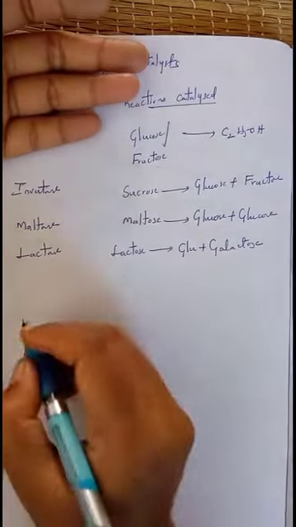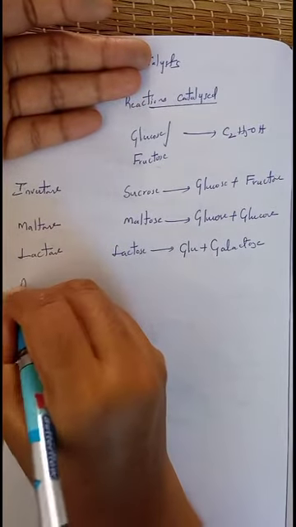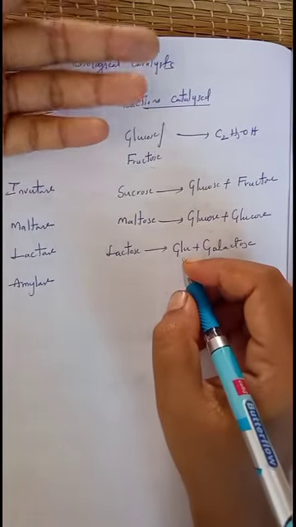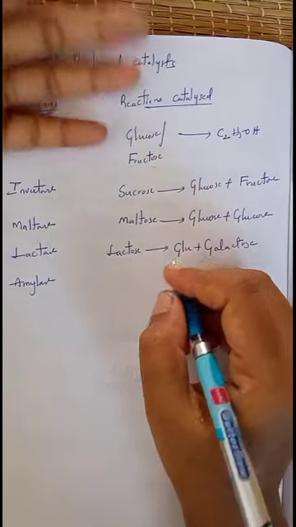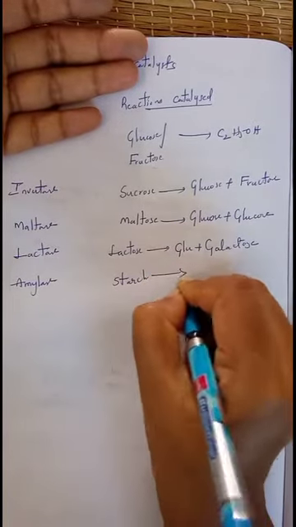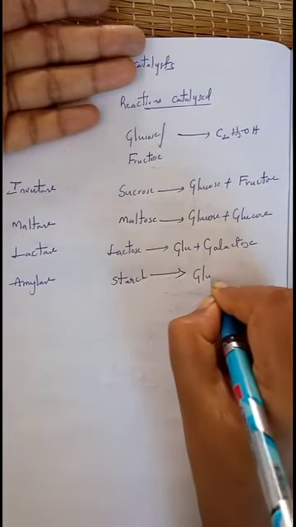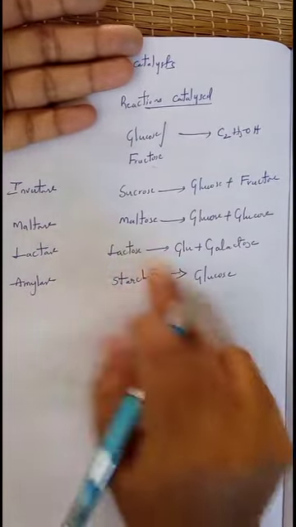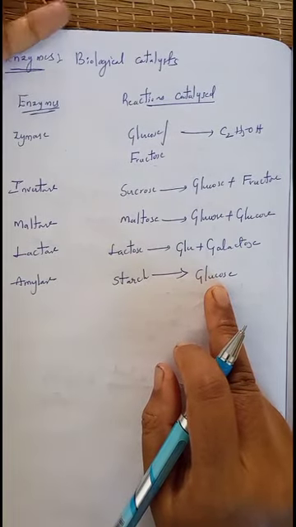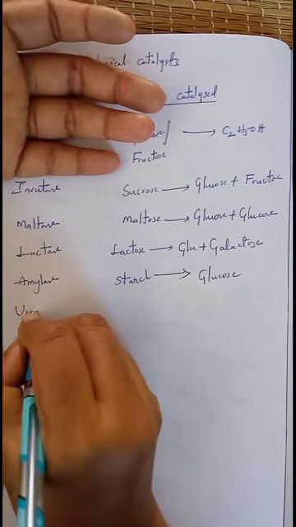Next one, amylase. This amylase can catalyze starch into glucose. This starch is also known as amylum. So the starch is catalyzed by amylase to convert into glucose. It is a polysaccharide which contains n number of glucose monosaccharide units.